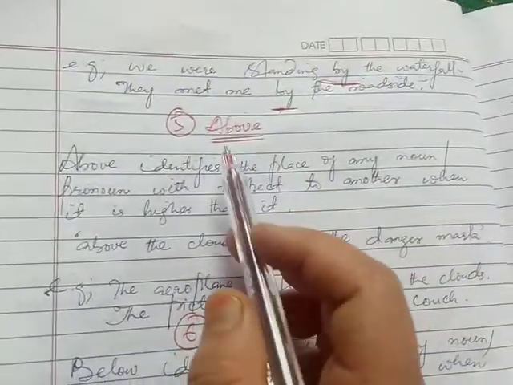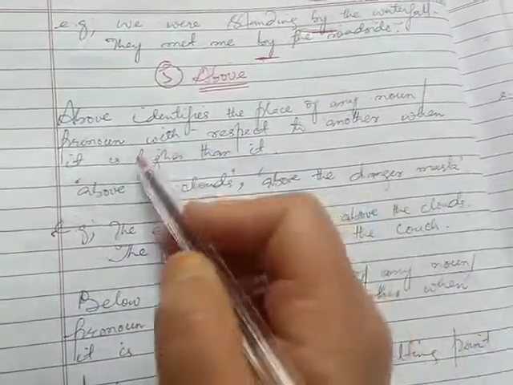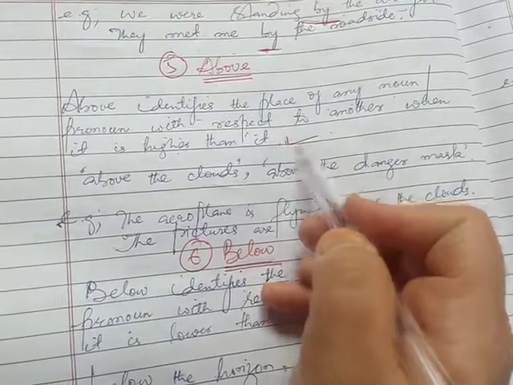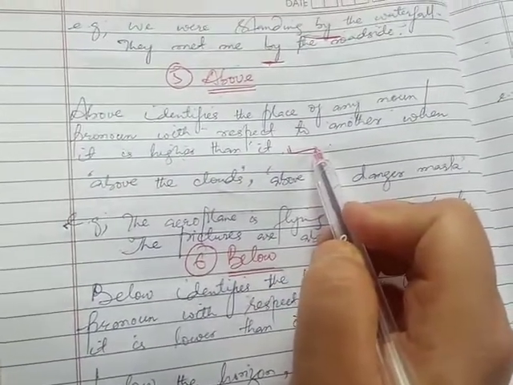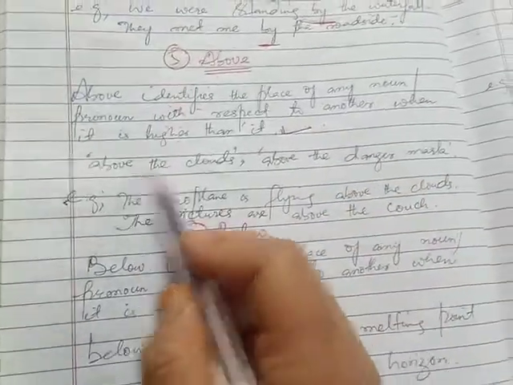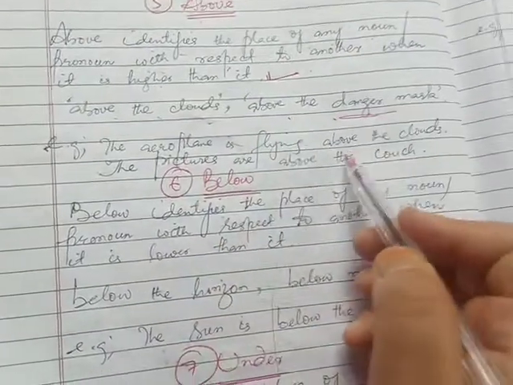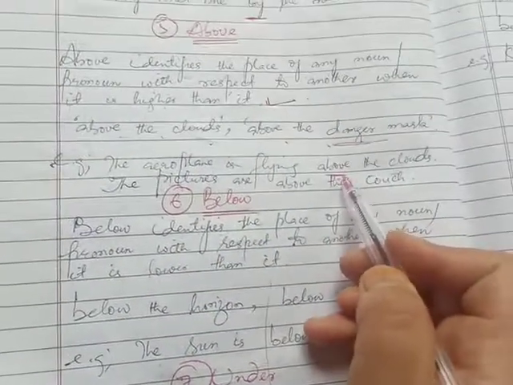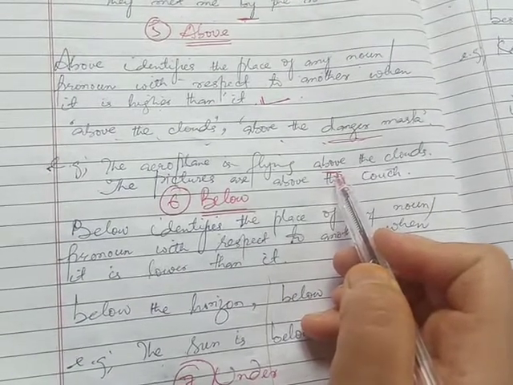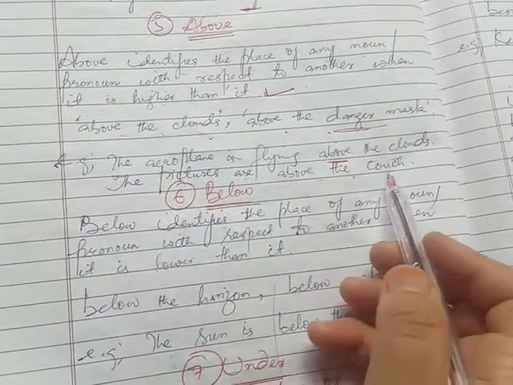Okay. Then "above". Above identifies the place of any noun or pronoun with respect to another when it is higher than it. This is very easy. So it is used when something is higher than it. Above the clouds, above the danger mark. The aeroplane is flying above the clouds. Here, it identifies the place with respect to another when it is higher than it. The pictures are above the couch.